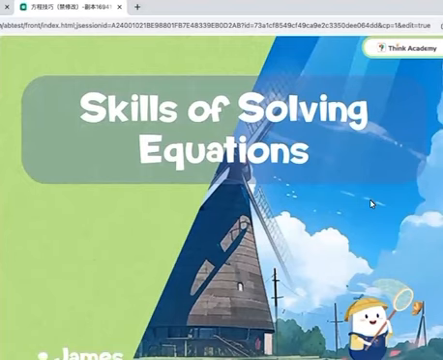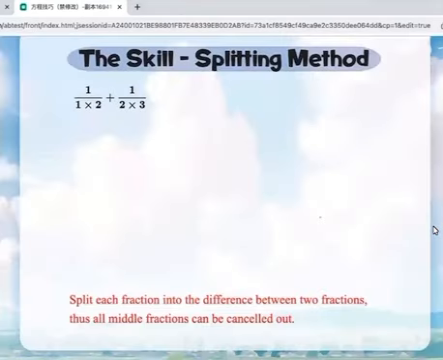Today I'll be teaching you a certain skill for solving equations. The name of the skill is called the splitting method. So let's see a certain question first. The question is, what is the value of 1 over 1 times 2 plus 1 over 2 times 3?